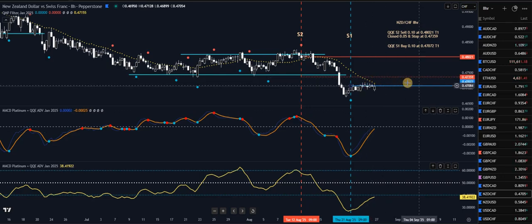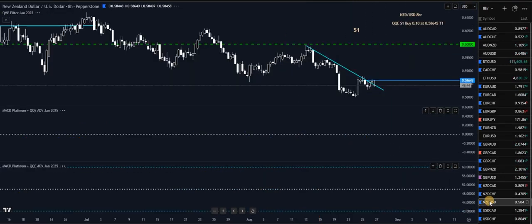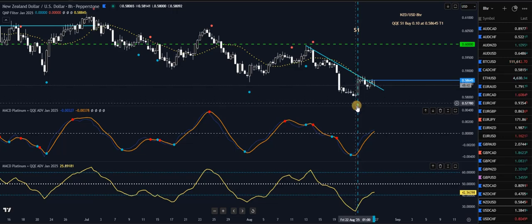So no dramas. New Zealand USD in a buy trade here. This is a QQE. See it below the 40, still not up to the 50. Signal's still valid, just drawing trend lines there. It's a bit messy.